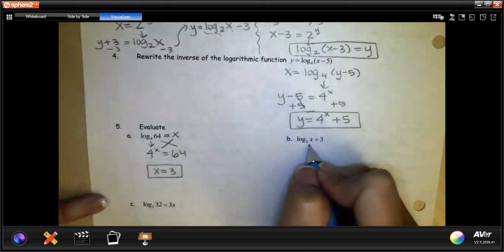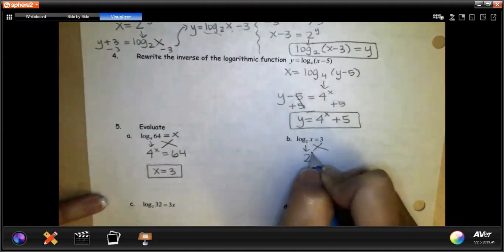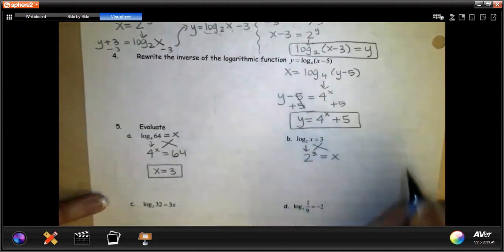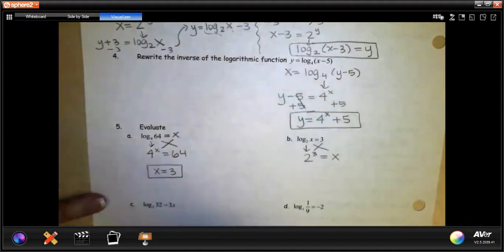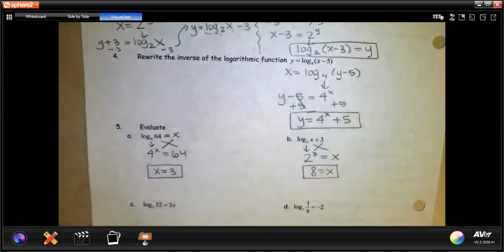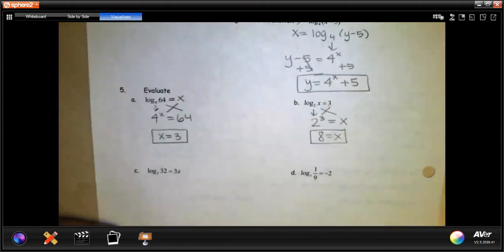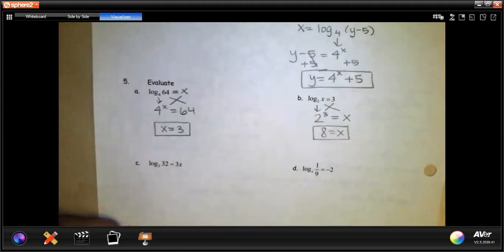Here's another one we can do without a calculator. We drop the base of 2, and then we switch, so we get 2 to the third is equal to x. Well, 2 to the third power is 8, so we know that's our x value. Here's some that are a little bit harder. You can do them with both the calculator and without a calculator.